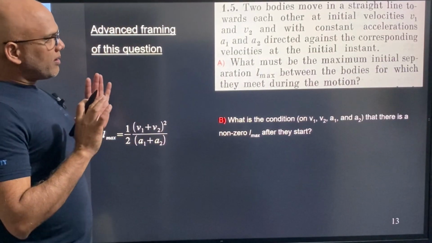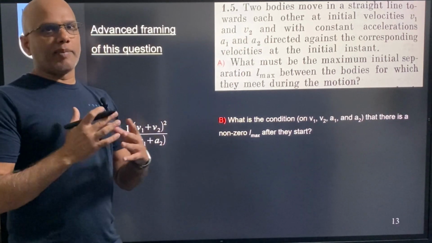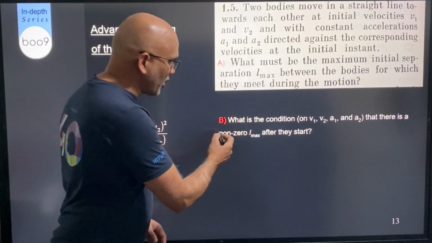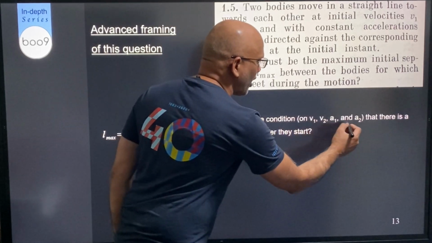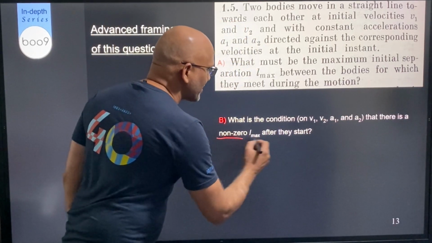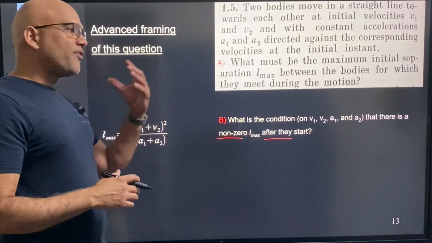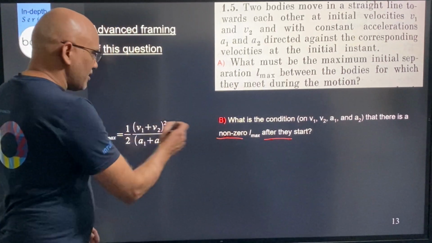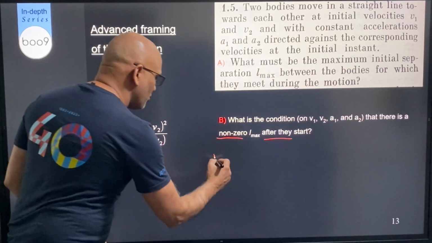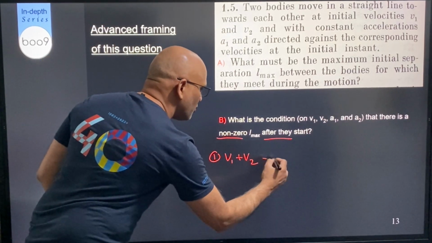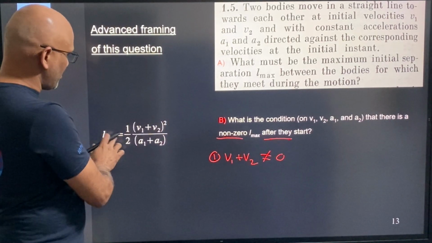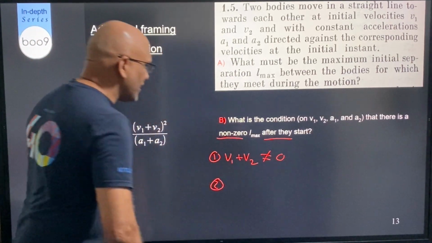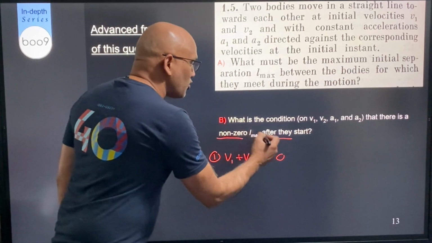Okay, so on the surface, it's a very simple problem actually, but there can be some advanced framing of the same question. And the question may be, what is the condition on V1, V2, A1, A2 such that there is a non-zero Lmax after they start? So there is a finite, non-zero Lmax after they start the motion. The first part is easy. For Lmax to be non-zero, V1 plus V2 cannot be 0. That's straight from here, right? Because if V1 plus V2 is 0, then Lmax is going to be 0. The second point is the non-zero Lmax after they start.